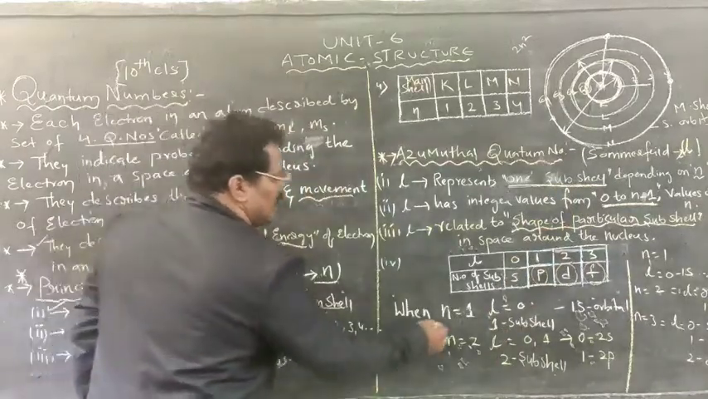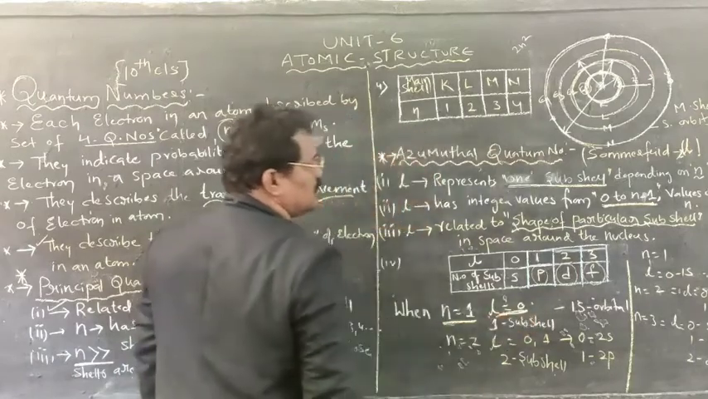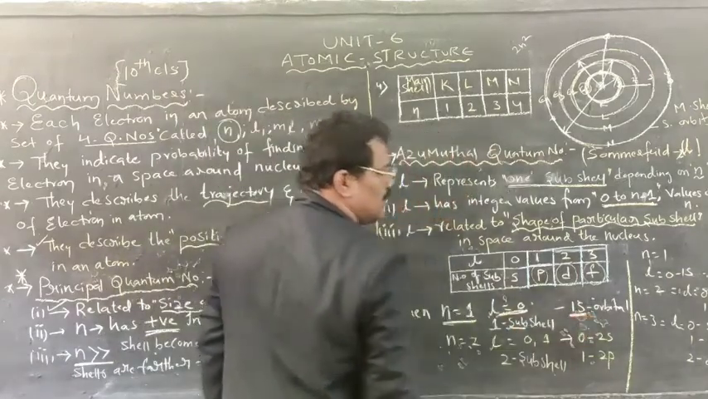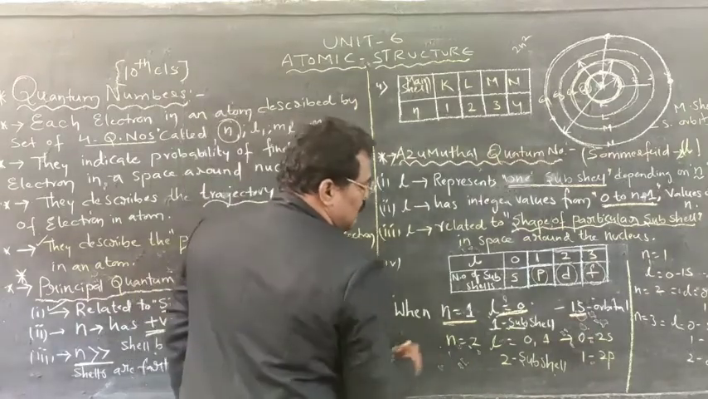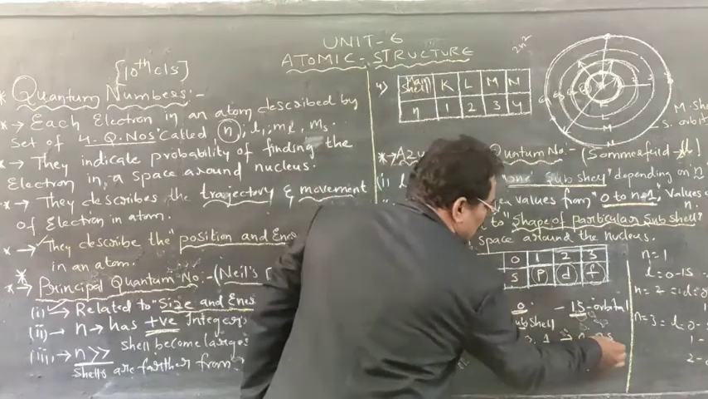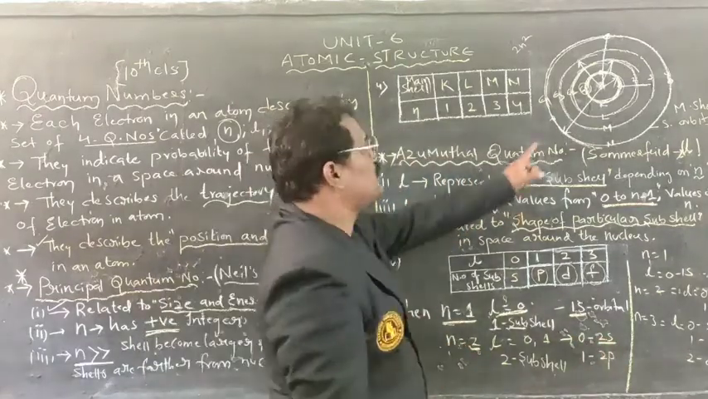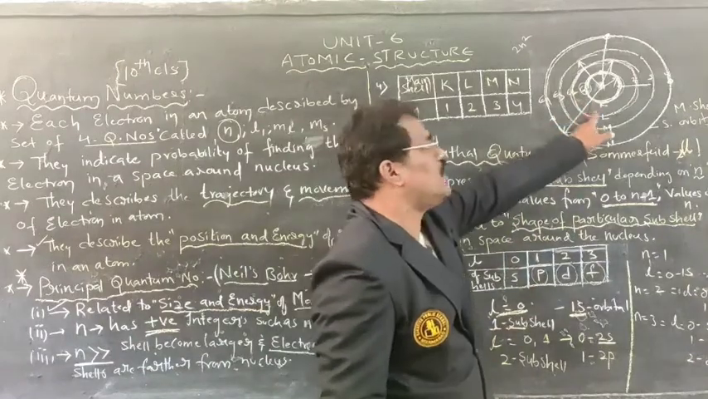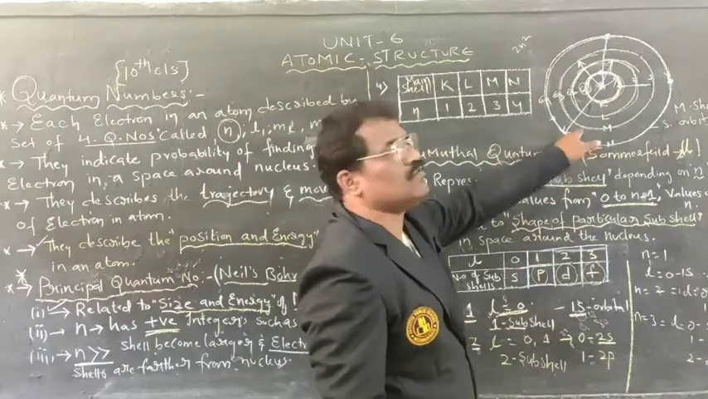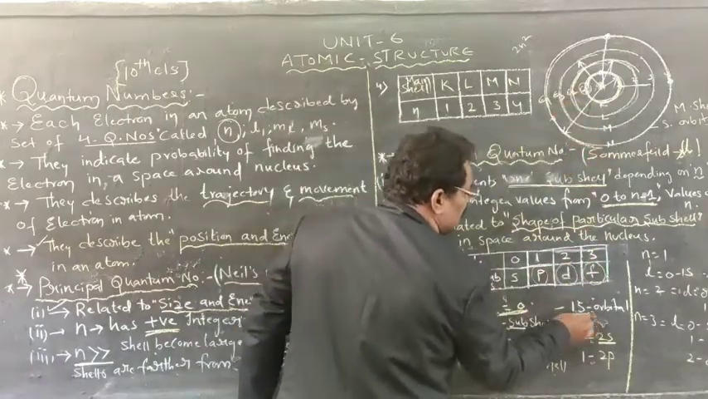If I take n equal to 1, the l value will be 0. It has only one subshell, that is the 1s orbital. n equal to 2 means l is 0, 1. 0 represents the 2s orbital. Why? Because n equal to 1 indicates the main shell, 2 indicates the second main shell, 3 indicates the third main shell, and 4 indicates the fourth main shell. For the first main shell, we have only one subshell, the 1s orbital.